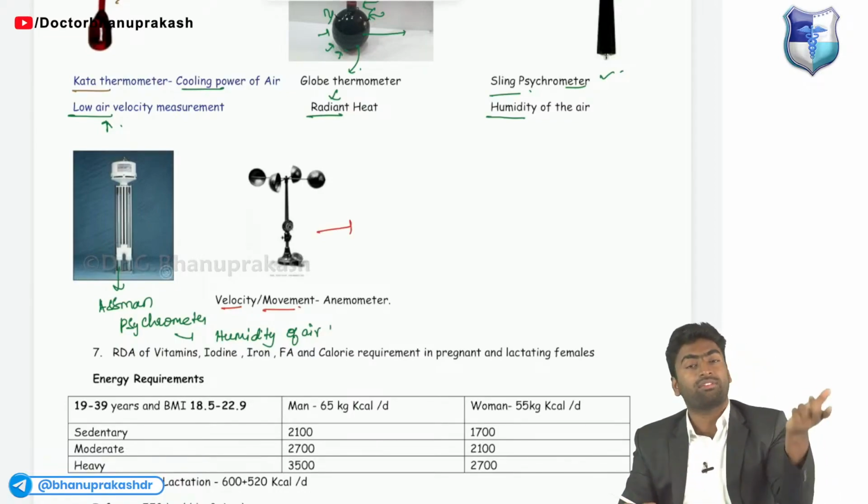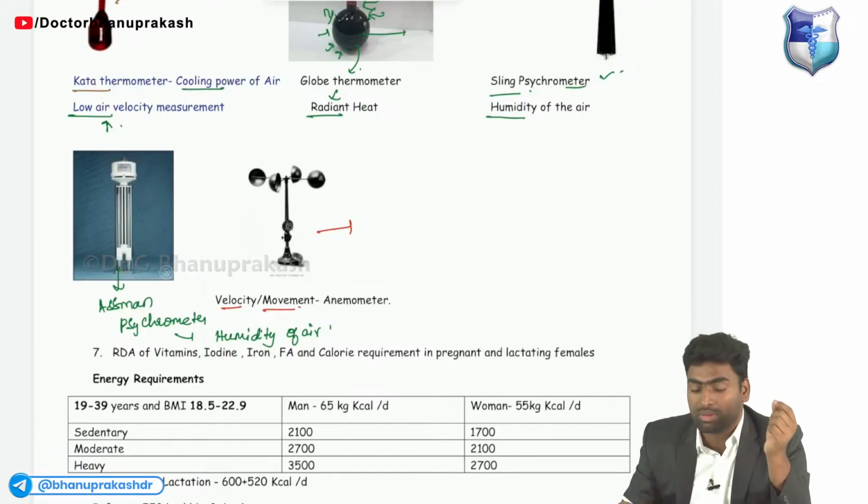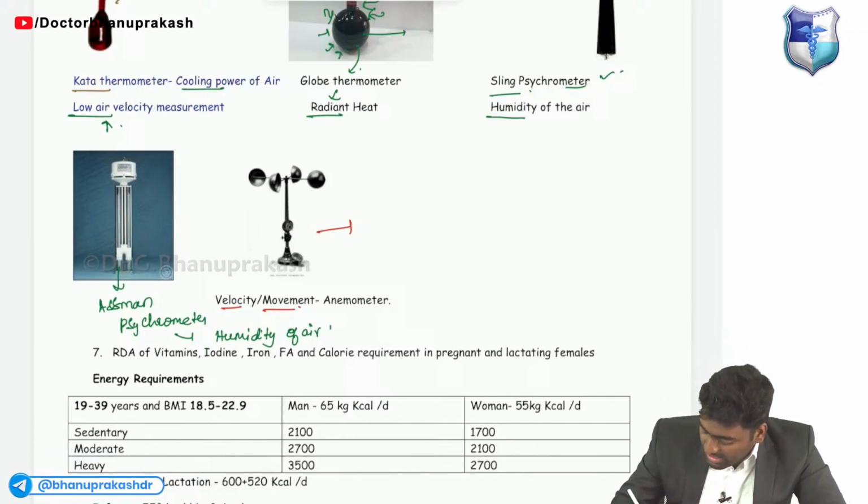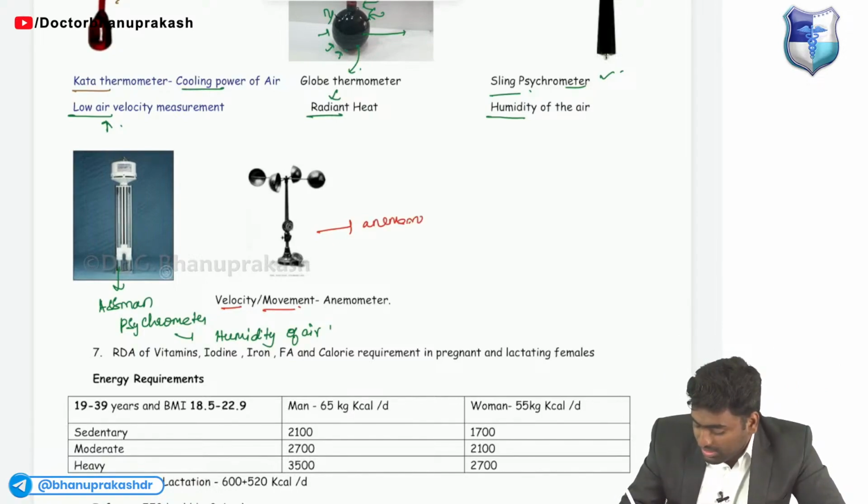Fine. And next, this one tells about the velocity or movement of the air. The velocity of the air is measured by this anemometer. It is the anemometer.